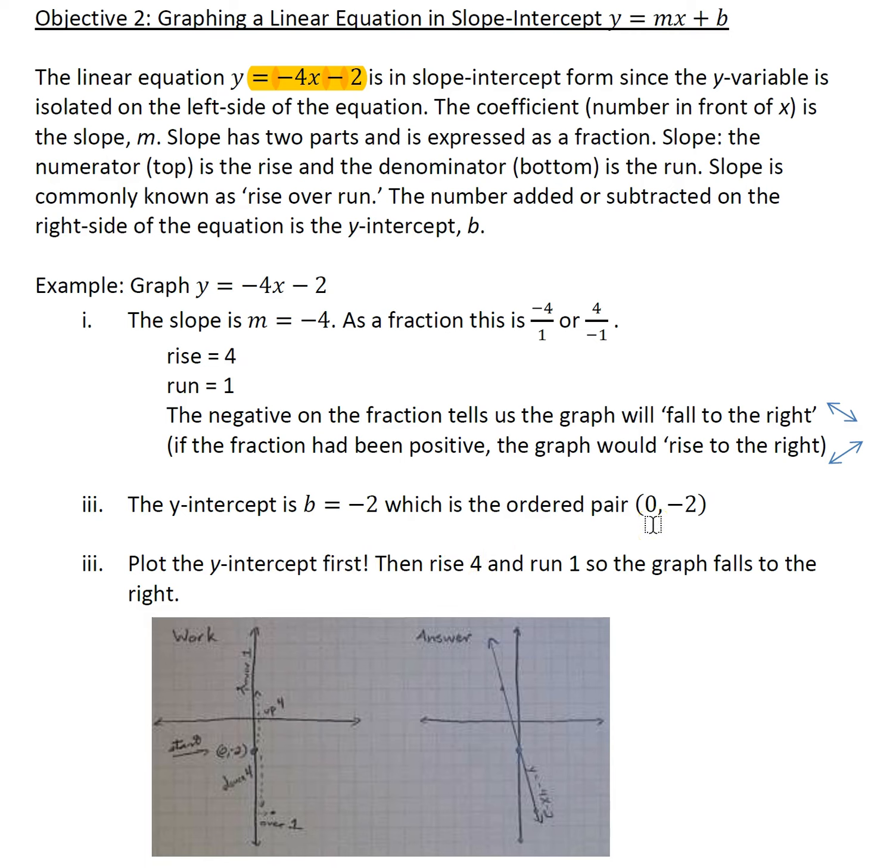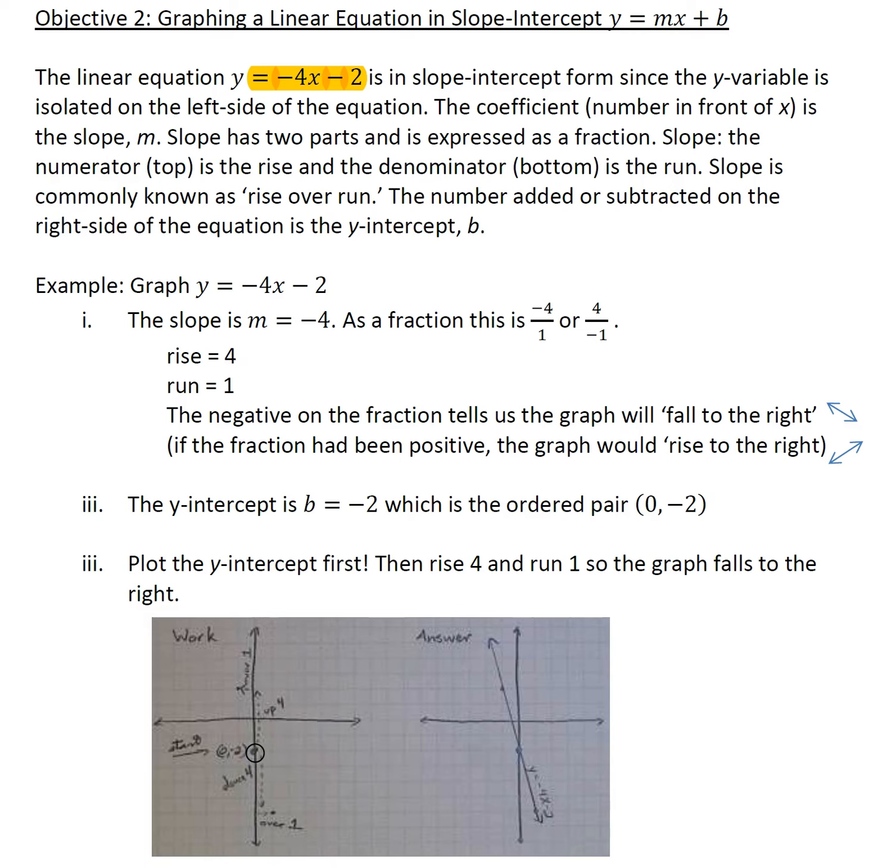The x value is 0. It's always 0 for a y-intercept. And then the y value is negative 2. This y-intercept is actually the point that we start with when we graph. So we come over to our graph, we put the point at (0, -2). And then I use my rise of 4 and my run of 1.